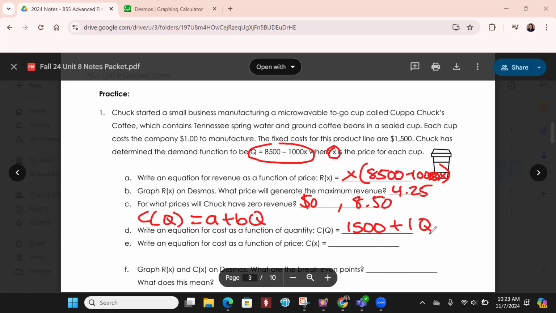For C of X, we're going to look at the formula for that one. Okay, C of X. So that's going to be, what is our fixed cost? 1,500 plus how much is our price per unit? 1. And then our quantity formula. So 8,500 minus 1,000 X.